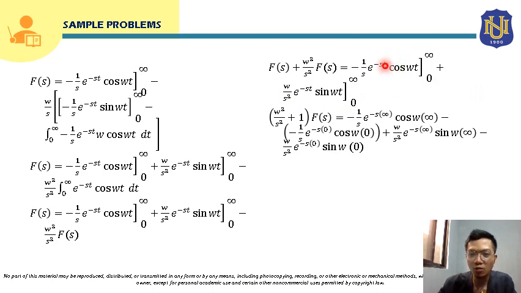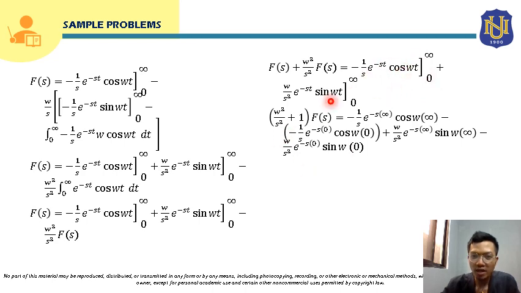So let's evaluate this first. This is negative 1 over s e raised to negative st cosine wt. We will substitute first the upper limit. We will substitute infinity to all the t here, so this t will be substituted by infinity, and this t will be substituted by infinity. Minus, we will substitute the lower limit to all the variable t here.